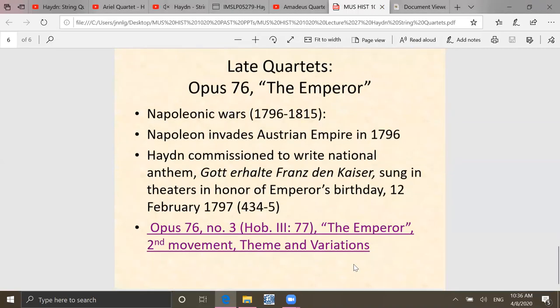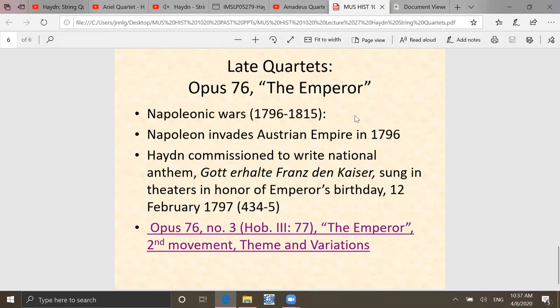So the last work I want to show you, I don't think we'll listen to all of it, but this is an example of a late quartet. This is Opus 76, which has the title, The Emperor. It was composed around the time of Napoleon's wars and invasion of the Austrian Empire.